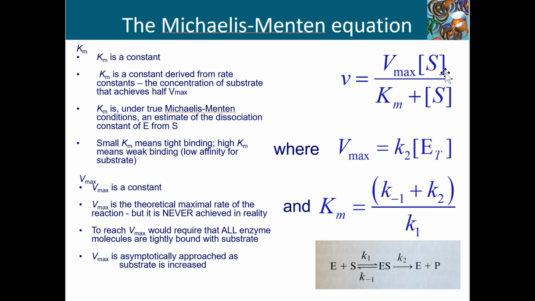Well, let's start with Km, the Michaelis-Menten constant. One, it's constant for any particular reaction. And it's derived from rate constants. You can also think of the Michaelis-Menten constant as the concentration of a substrate that achieves half Vmax. So that's a neat shortcut, because if you have Km, you have the concentration of a substrate which will give us half Vmax. And so let's take a look at this here.